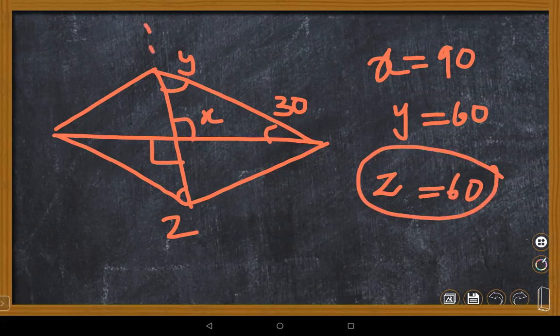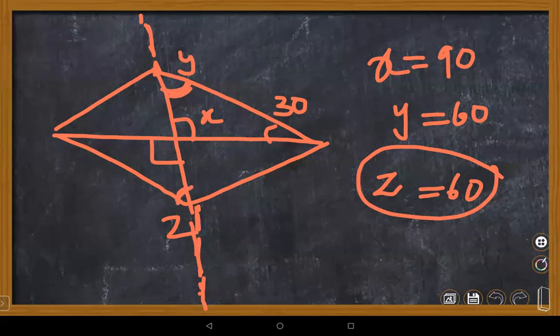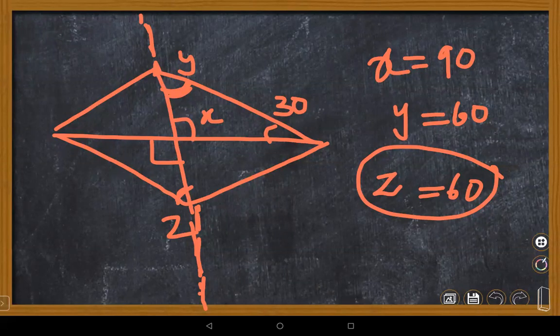You just see, Nana, if you extend this line, what type of angle is this, student? Is it vertically opposite angle? Yes or no? If you take those two lines as parallel lines, a transversal cuts the parallel lines. No, ma'am is asking how did Y become equal to 60, how do I get it?